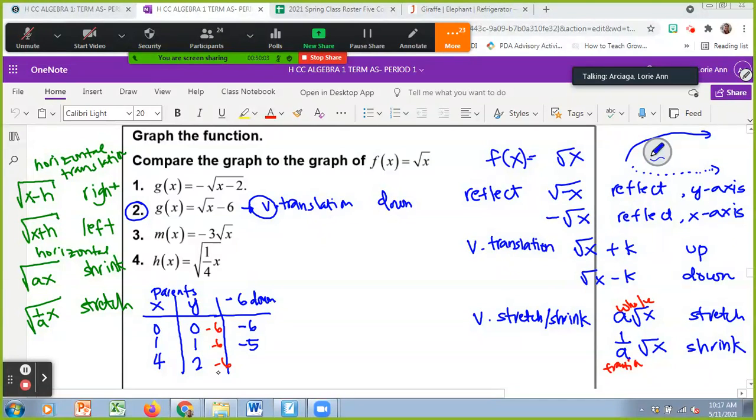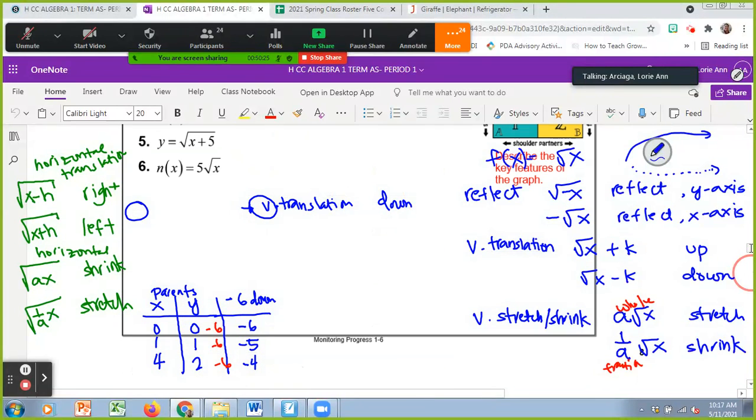Negative 5. Very good. Now 2 take away 6. 2 take away 6. Negative 4. Alright. Now I'm going to show you something. Stay right there. Remember when we had a graph earlier and I made you copy it?